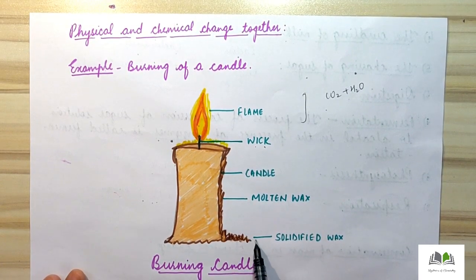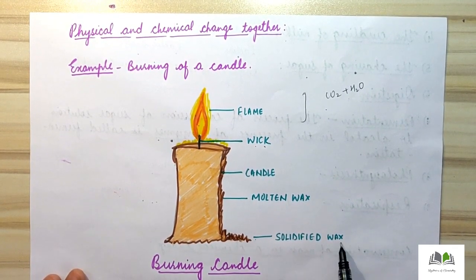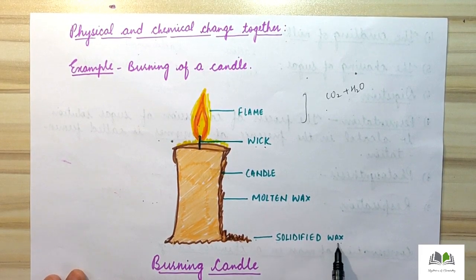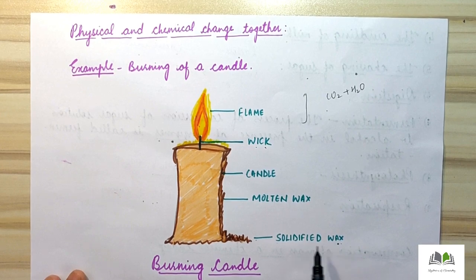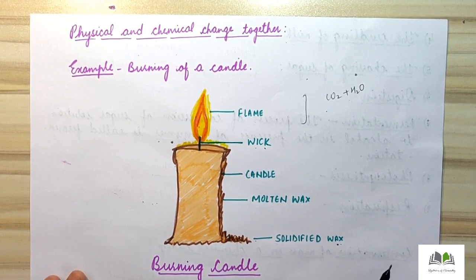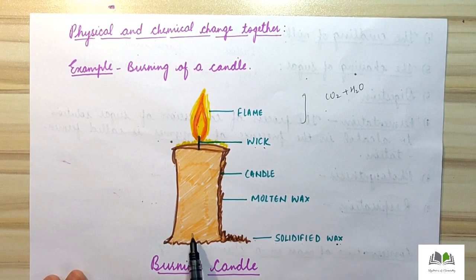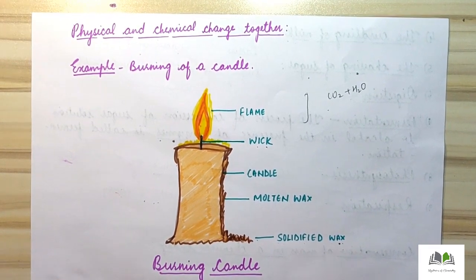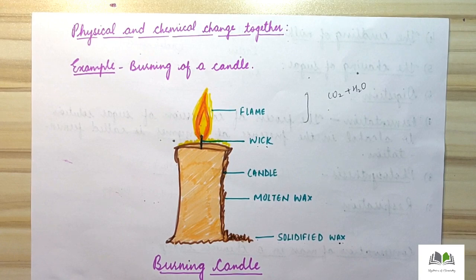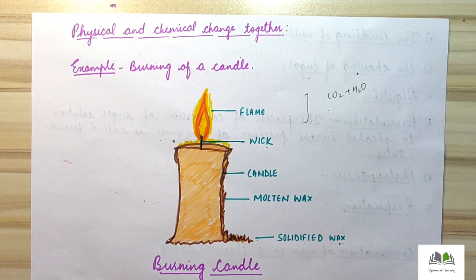and then at the bottom it will solidify. It will change into solid wax. Now solidification of wax is a type of physical change. Why is it a type of physical change? Because there is no formation of a new substance. It is similar to the wax which was present in the original candle. So we can say that burning of a candle is an example in which both physical and chemical changes happen together. In this burning of a candle, burning of wax is a type of chemical change and melting of wax is a type of physical change.